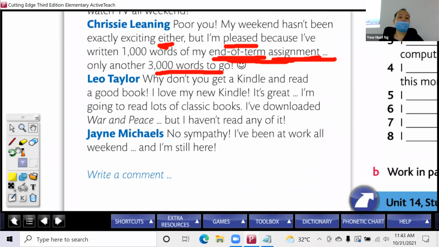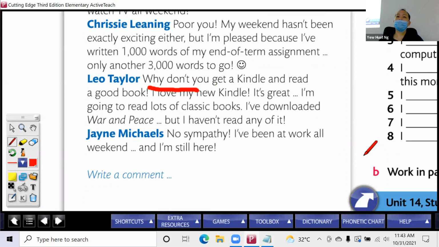Why don't you get a Kindle? Again, I taught you, why don't you? What is the meaning of why don't you? Why not? Sure. Good. Yes. Why don't you also means you should. But remember, should is a bit strong. So this, again, makes it more polite. Why don't you get a Kindle and read a good book?